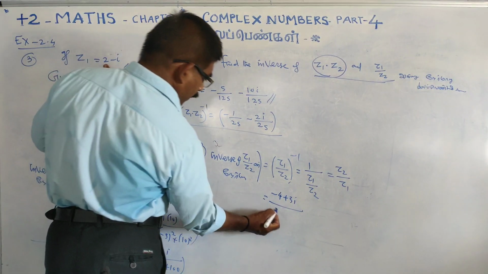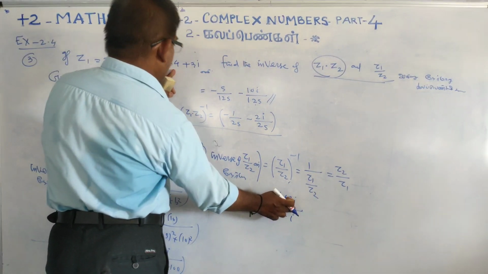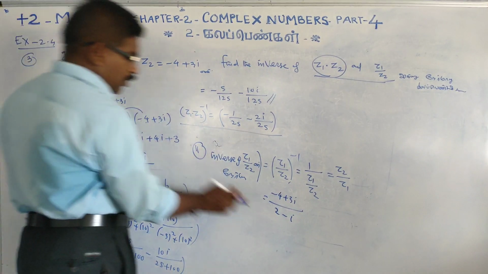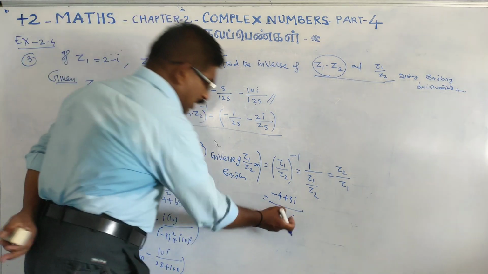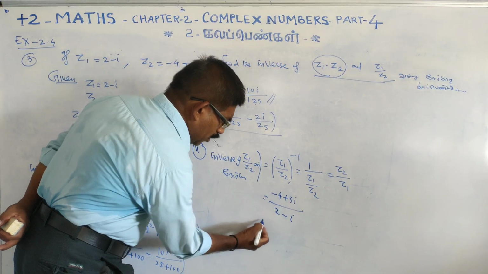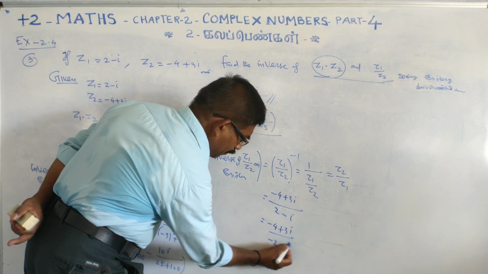z1 is 2 minus i. z2 is minus 4 plus 3i. We need z2 by z1. Reduce. How can we reduce? Multiply by the conjugate on both numerator and denominator.